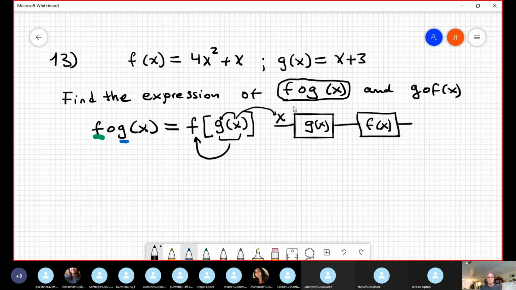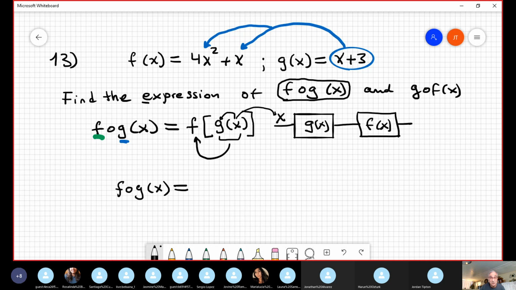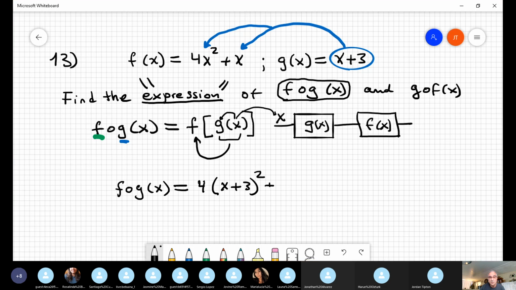Well, easy. Look. I take G as the first. I realize that. So I plug in this here and here. Conclusion: you replace G totally inside F. Entonces es F composition G, the expression that they want, no domain, no nothing. Each one, let's do in the domain, pero no importa, domain. Es 4 parentheses X plus 3 squared plus X plus 3.